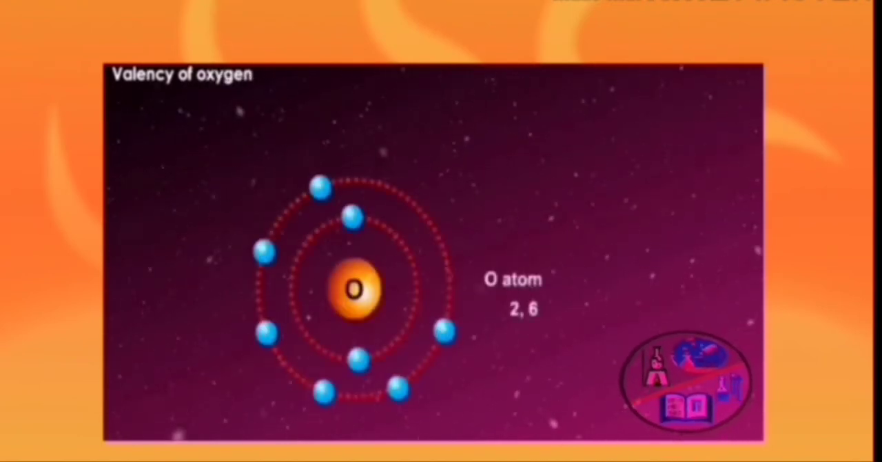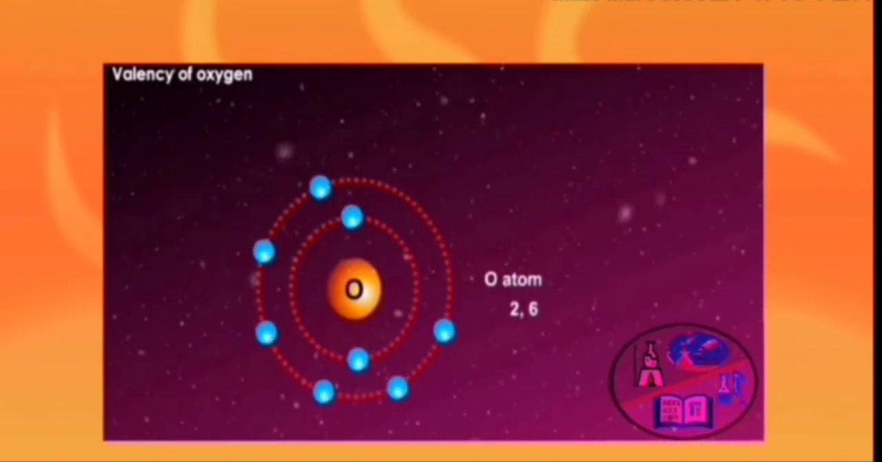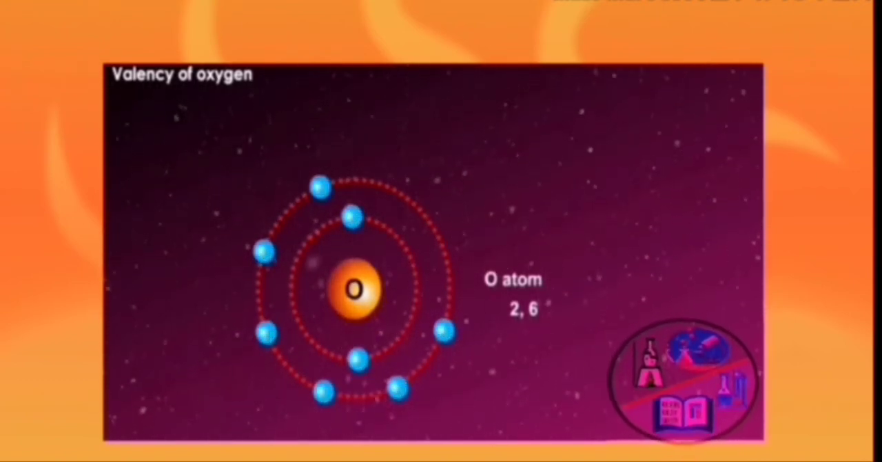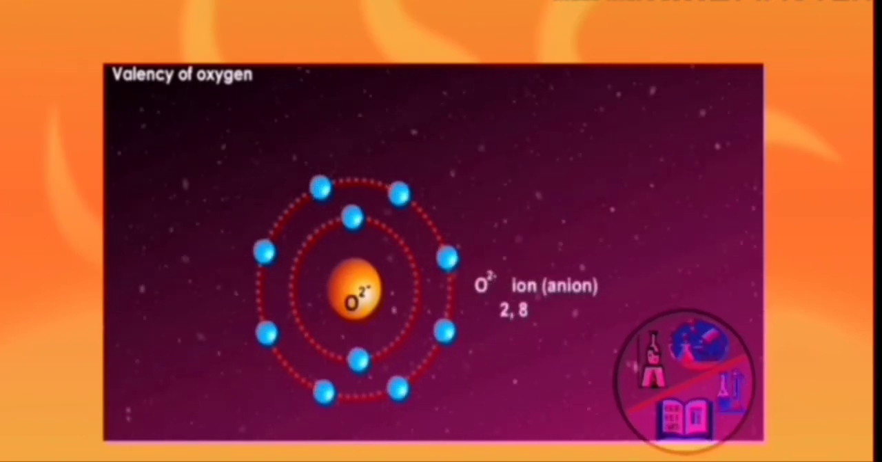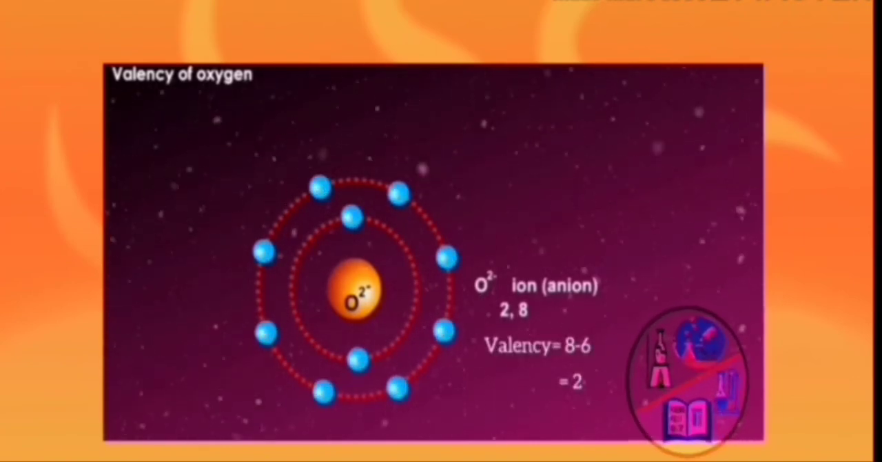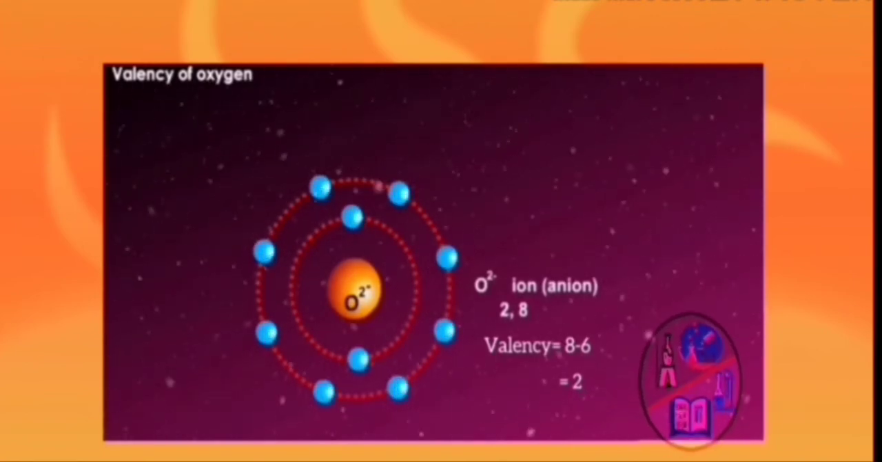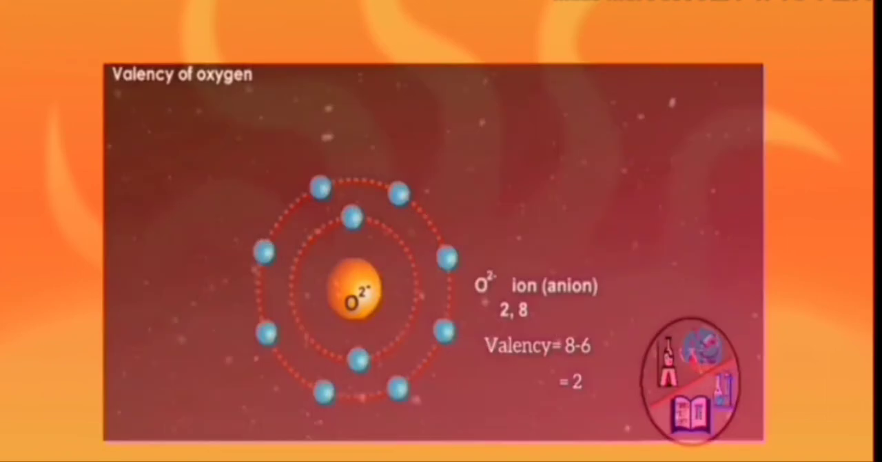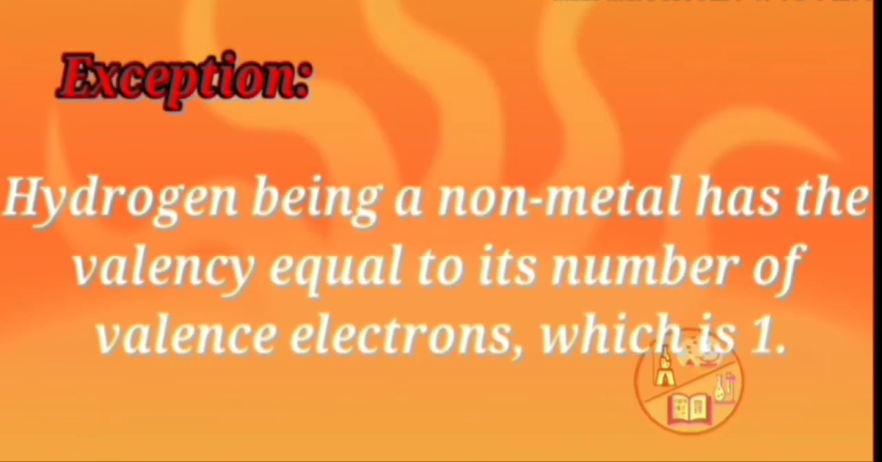Now let's see the valency of oxygen. Its electronic configuration is 2, 6. So it needs 2 more electrons to become stable. Hence, the valency will be 8 minus 6, which is equal to 2. There is an exception. Hydrogen, being a non-metal, has a valency equal to its valence electrons, which is 1.